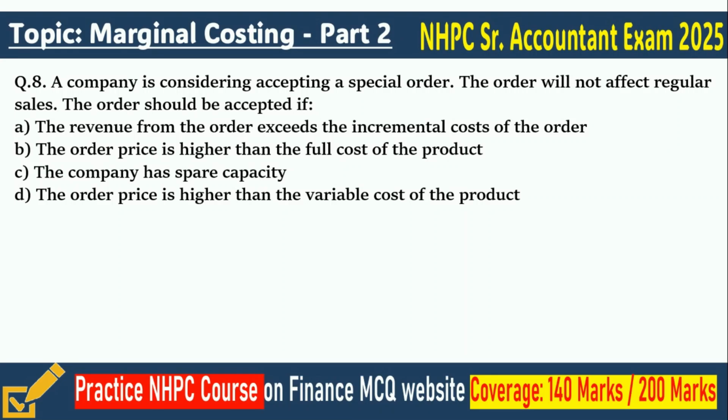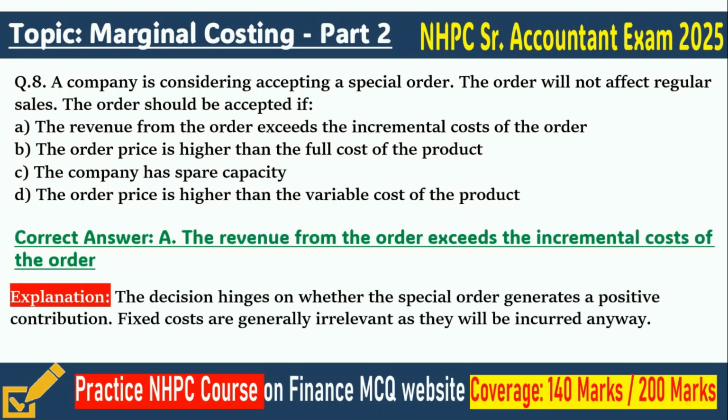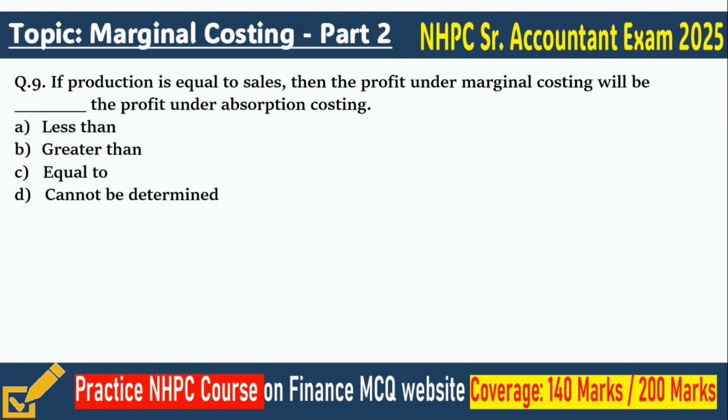Friends, here the correct answer is option A. The revenue from the order exceeds the incremental cost of the order. So, friends, the decision hinges on whether the special order generates a positive contribution. Fixed costs are generally irrelevant as they will be incurred anyway. Moving on, friends, next question.